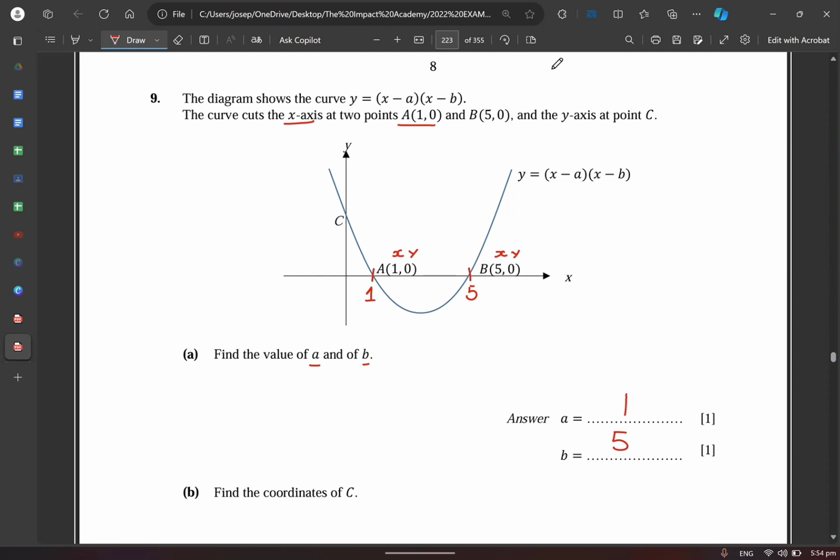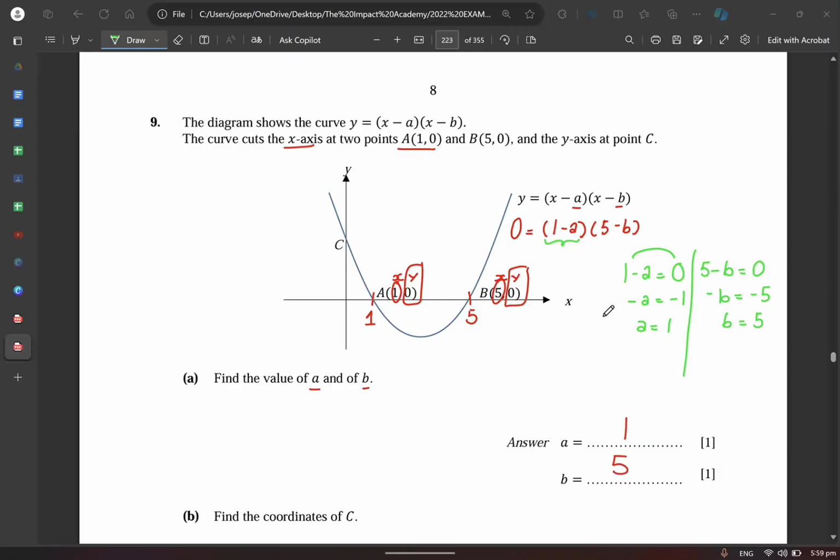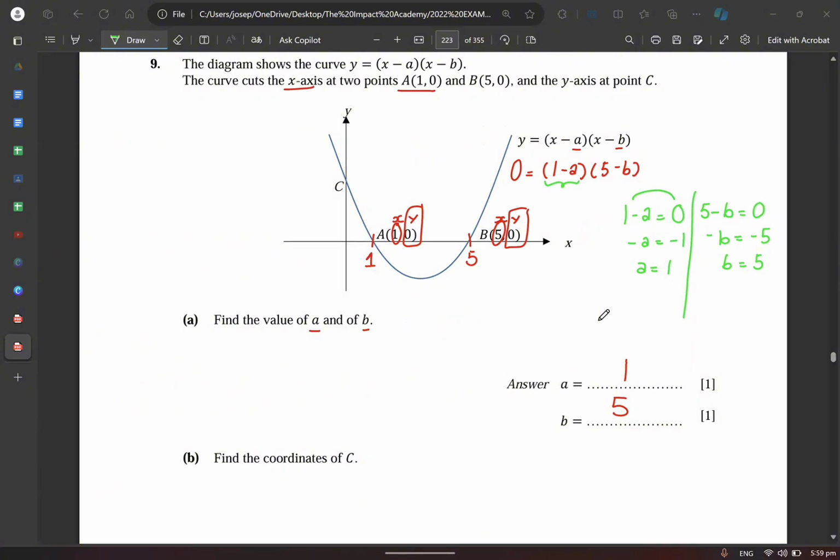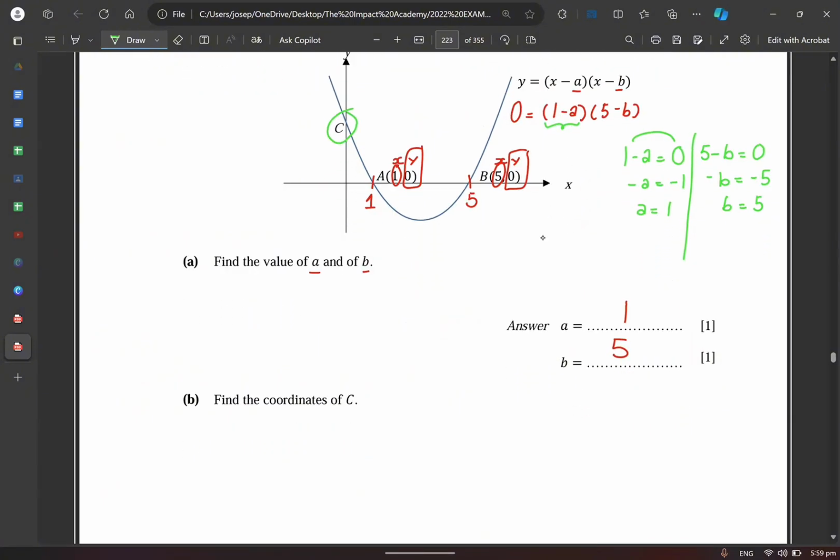The next question says, now they want us to find the coordinates of C. When I look at C, I know already C must have coordinates that look something like this. We don't know what the value of y is, but we know that the x definitely is 0. x cannot be anything else. x has to be 0. Make sense?